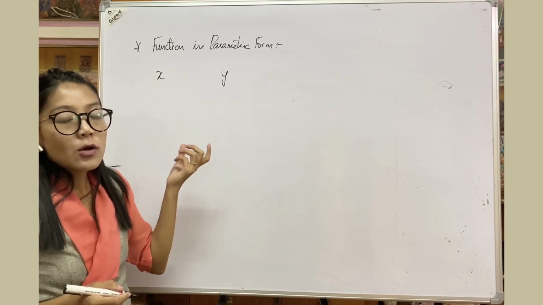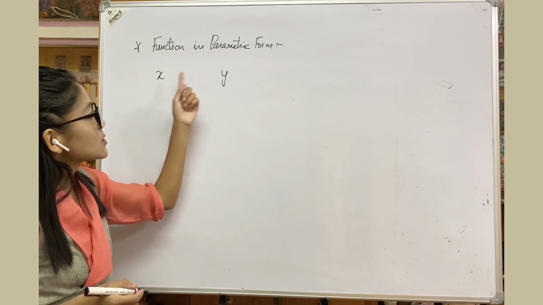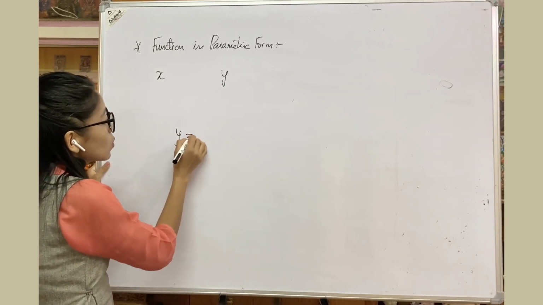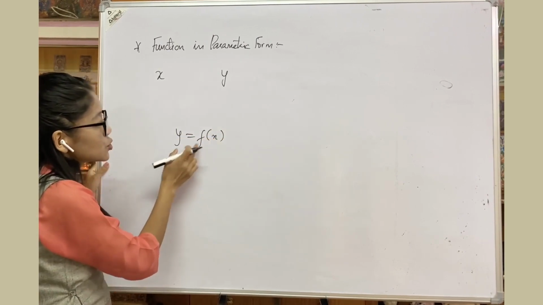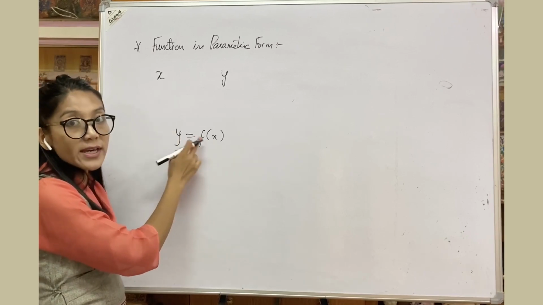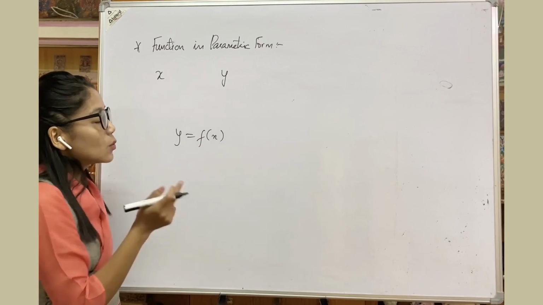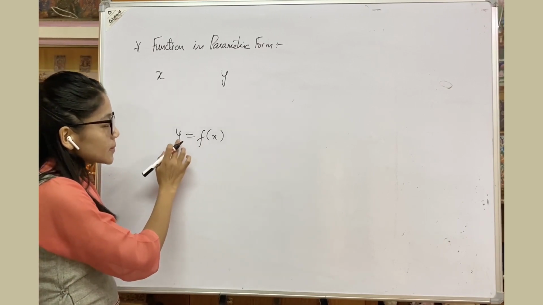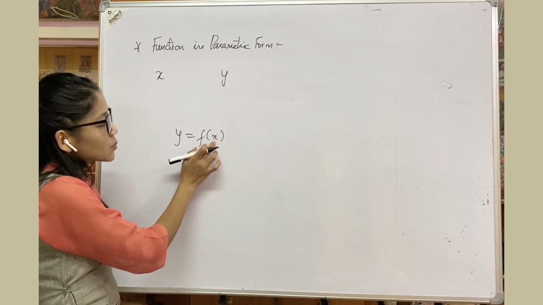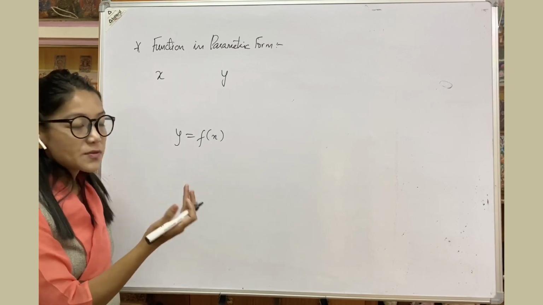Now what we are going to do is express x and y in terms of a third variable. Earlier we had y is equal to f of x, so we were dealing with only two variables, directly expressing y in terms of x, so we say that y is a function of x. Now we will be expressing x with respect to a third variable, that is, in terms of t.